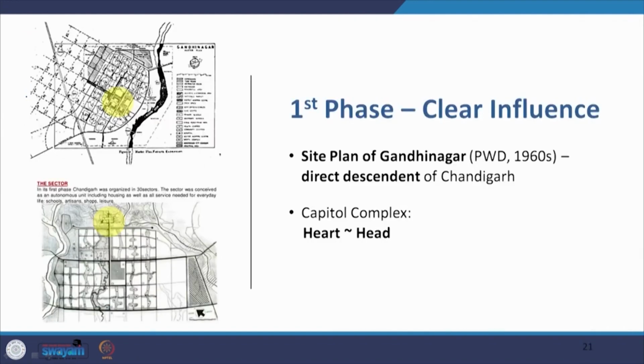In the first phase, that is when the works were directly influenced by the works of Corbusier, for example in planning, the site plan of Gandhinagar by the Public Works Department in the 1960s is a direct descendant of Chandigarh. The capital complex is the head of Chandigarh versus this capital complex of Gandhinagar, which is the heart of Gandhinagar. The overall planning of Gandhinagar is a sectoral planning, as is Chandigarh.